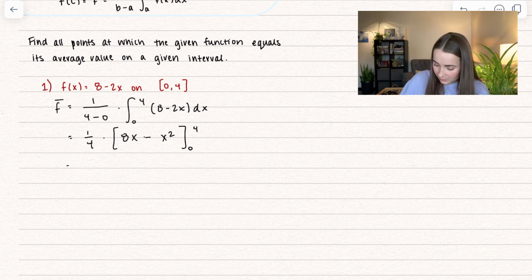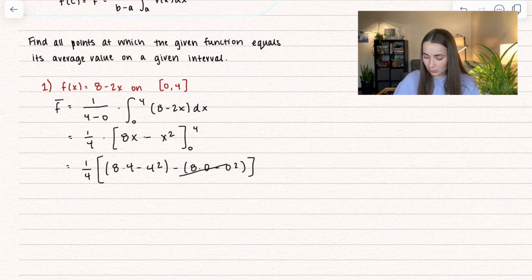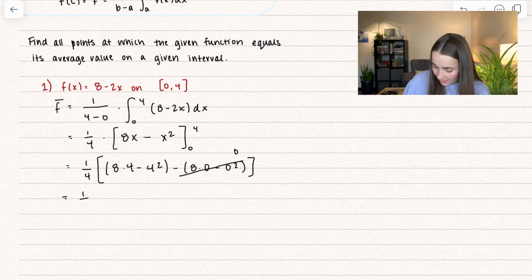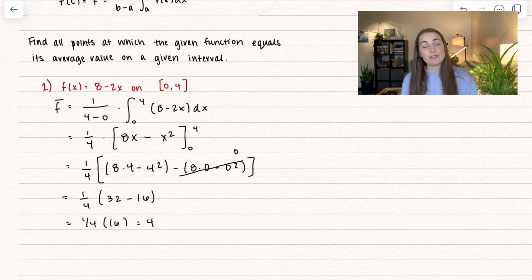So let's plug in those values. I'm going to do upper minus lower. Here we can see this whole term goes to 0, so we get to ignore it. And I'm going to math this out. So 8 times 4 is equal to 32 minus 16. Here we get 1/4 times a value of 16, which is equal to 4. So here we found the average value.